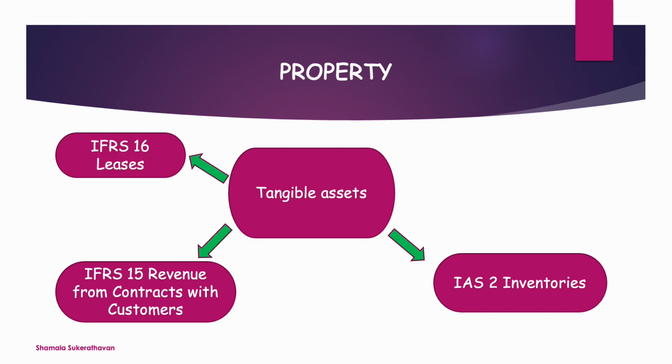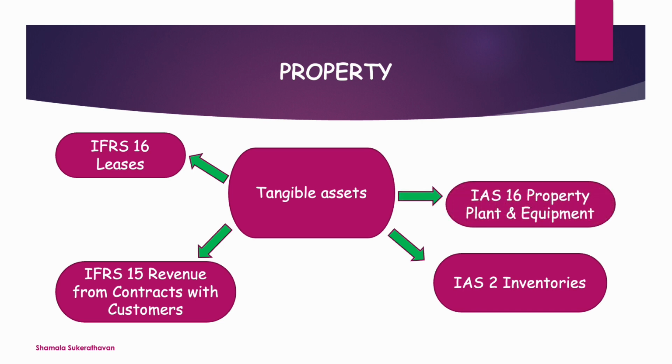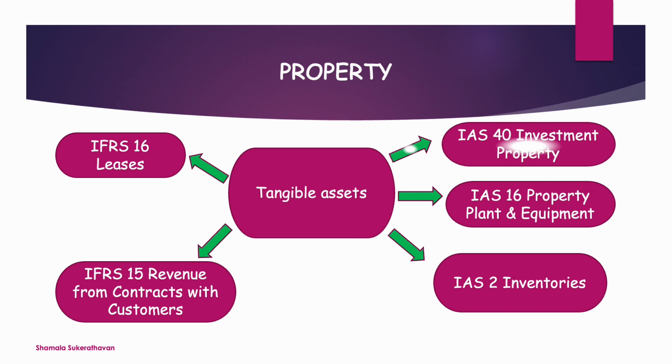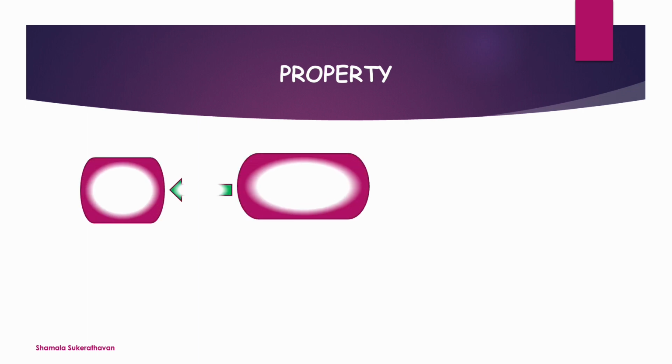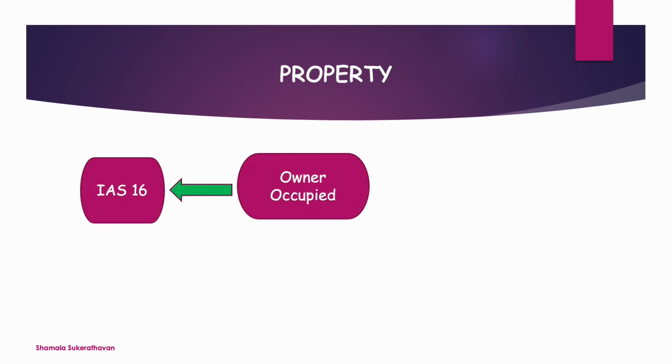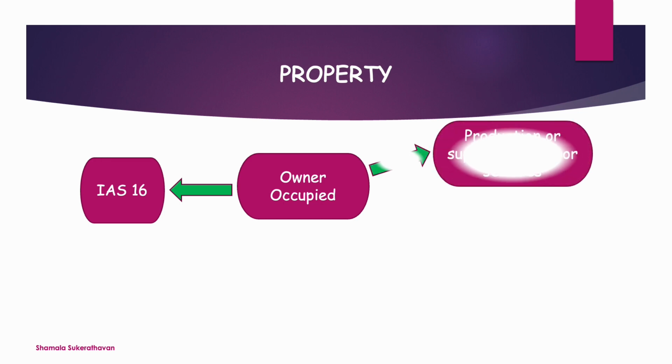Next, we will look at when property will fall within the scope of IAS 16, Property, Plant and Equipment, and IAS 40, Investment Property. An item of property falls within the scope of IAS 16 if it is owner-occupied. This includes property held by an entity for production or supply of goods or services. Examples include warehouse space held by an entity for storage of its inventories, or a factory building held and occupied by an entity for manufacturing of its goods.